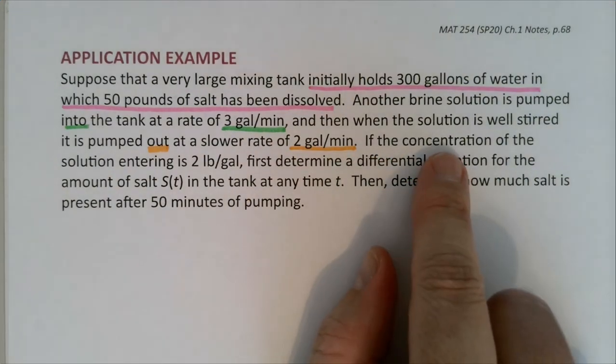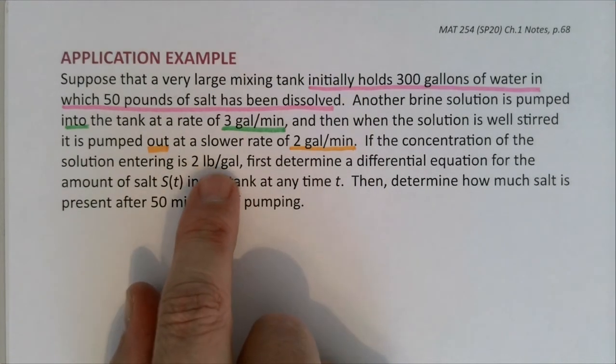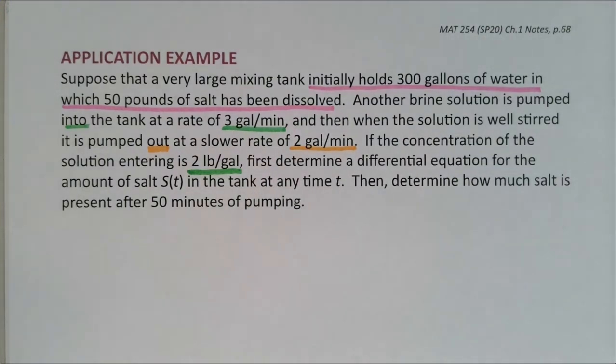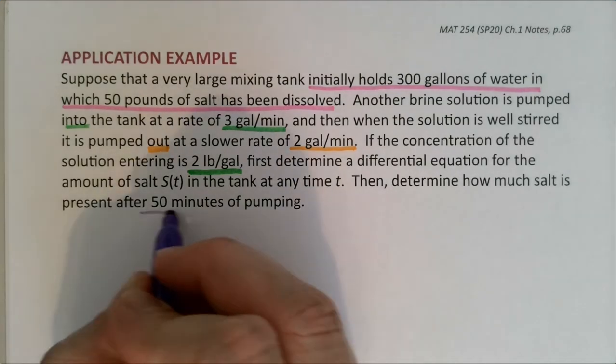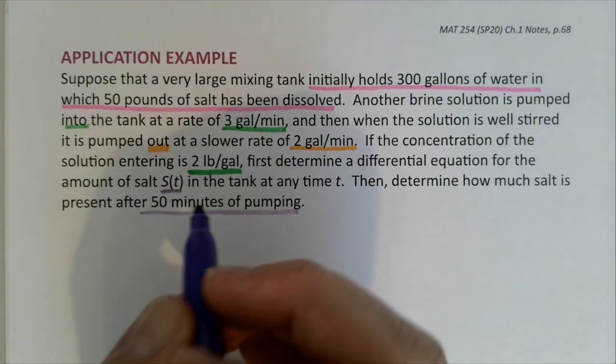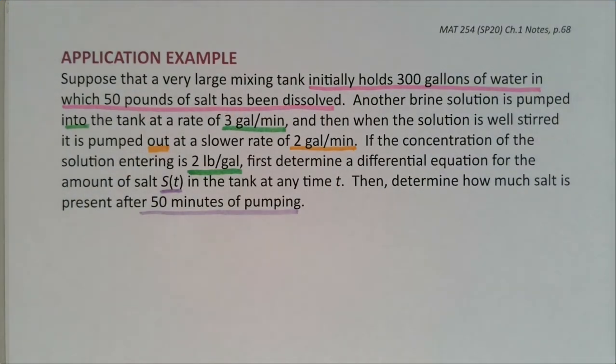If the concentration of the solution entering is 2 pounds per gallon. Okay, so that's another piece of information for the input. First, determine the differential equation for the amount of salt in the tank present at any time, and then determine how much salt is present after 50 minutes. So the last little bit right there is saying, okay, we want to be able to predict what is there at 50 minutes of pumping. So we want to be able to come up with an answer after 50 minutes. But notice it also tells us to use the variable S for the amount of salt. Okay, so that's what we're going to do.